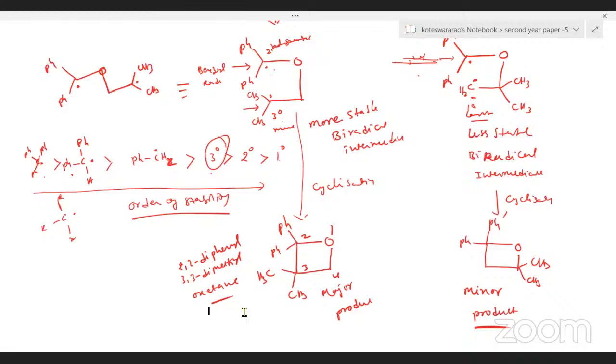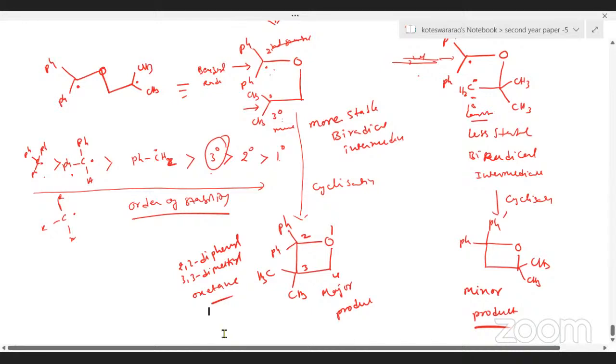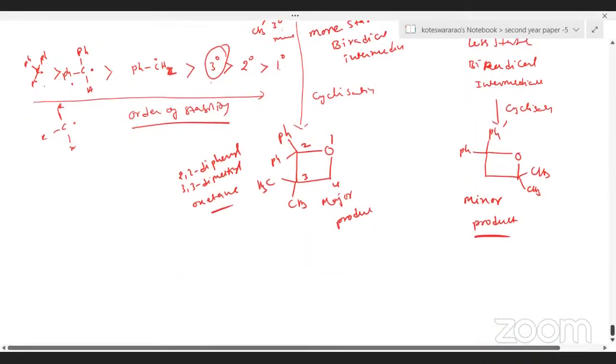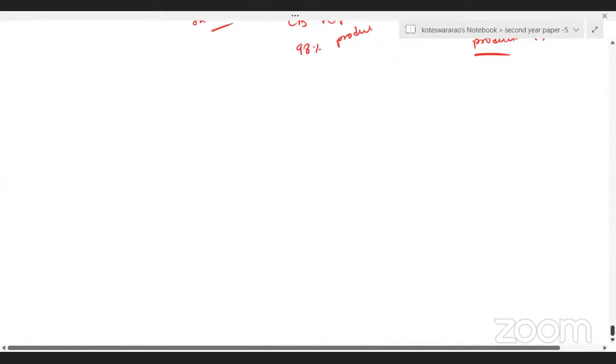Whenever we are comparing the ratios, here the ratio is major product and minor product. Almost 98% is this product, and just 2% is this product. That is the comparison, right? When the same reaction is carried out, the ratios will be changed. The reason is the formation of a different biradical intermediate.